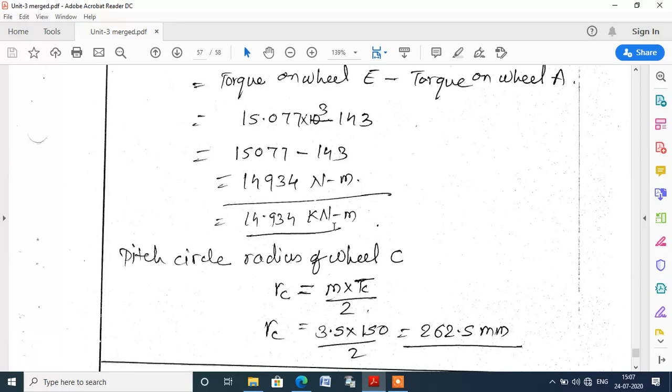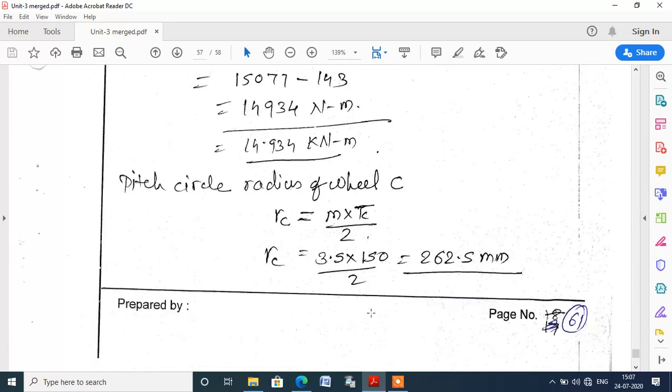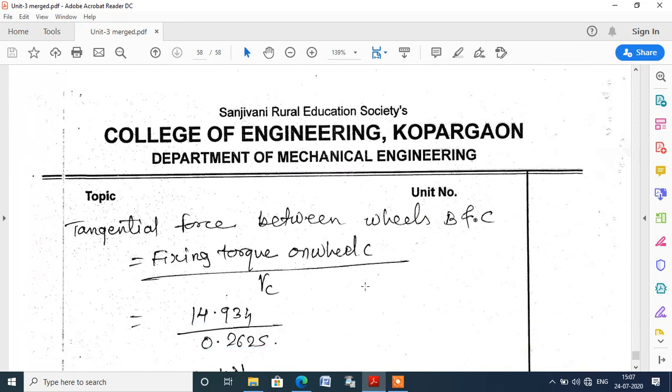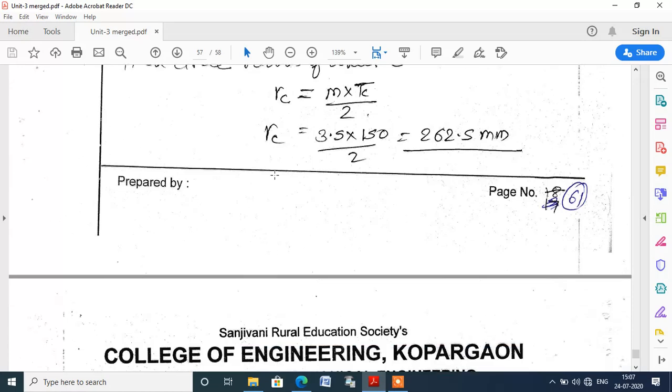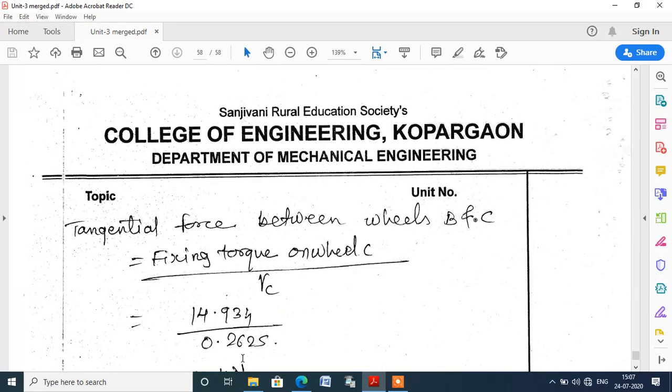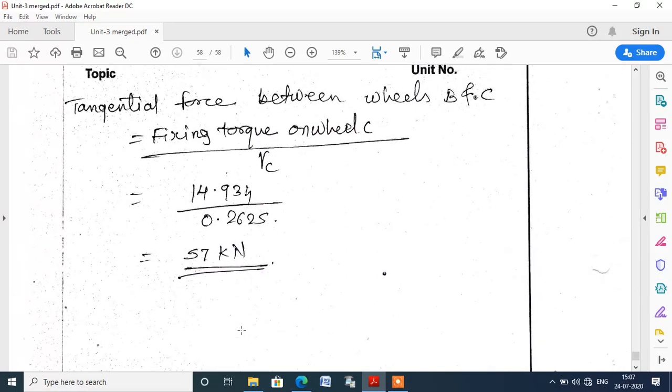Now the pitch circle radius of C we will see, so Rc equals mDc by 2. So 3.5 into 150 divided by 2, it is coming 262.5. Now the tangential force between wheels B and C. So fixing torque on wheel C divided by the pitch circle radius of C. So it is 14.934 kilonewton meter divided by 0.2625 meter. So it is 57 kN.